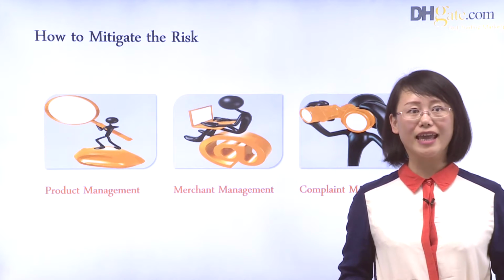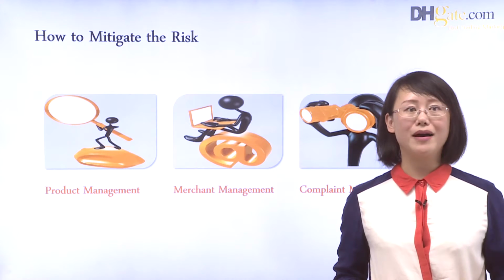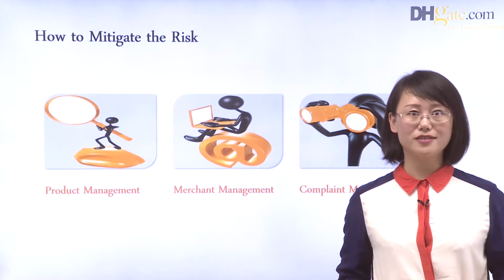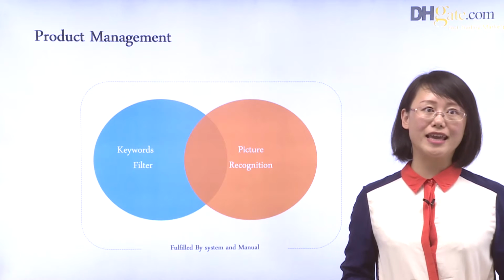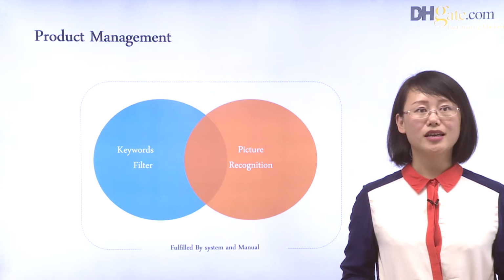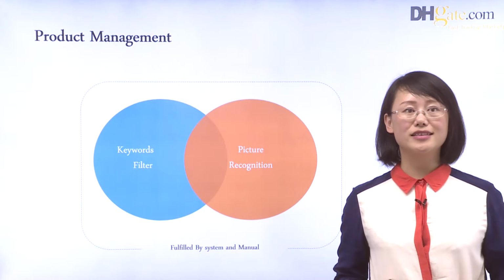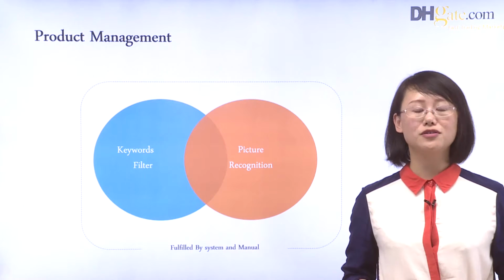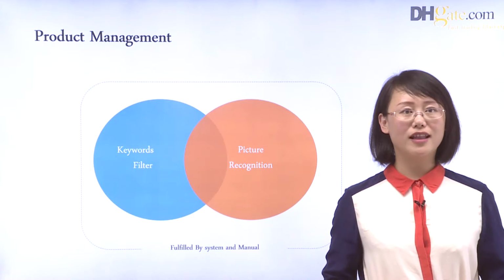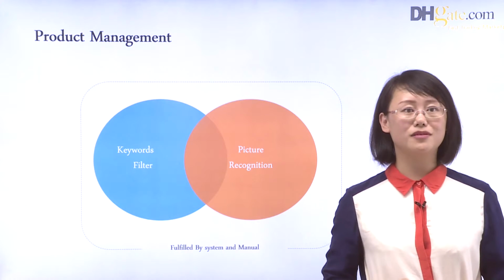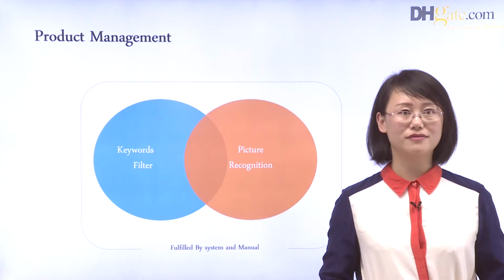It seems very complicated, but you can still mitigate this kind of risk by managing your product, your merchant, and the complaint made by the intellectual property owners. The first one is product management. You should set up a product management system, and the system should have keyword filtering and picture recognition functions.